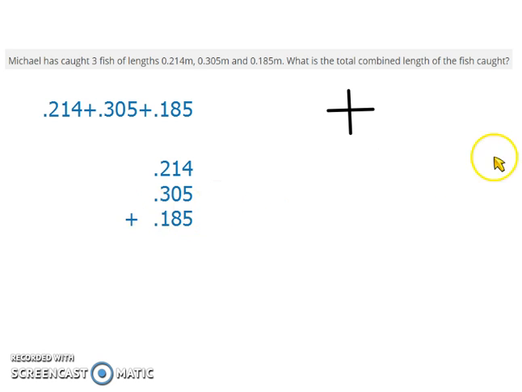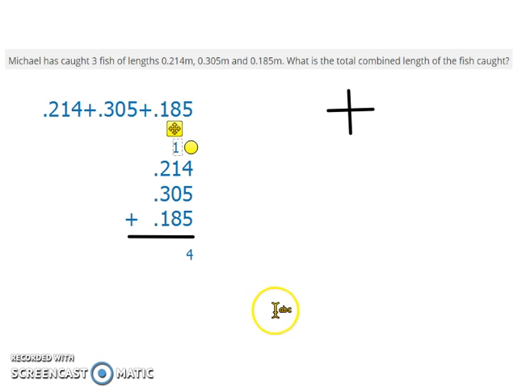We can draw it up like this and work out 5 plus 5 plus 4 equals 14. So we're going to put a 4 in this column, and we're going to carry the 10 that we got. It goes here, just like any other addition sum we've ever had.